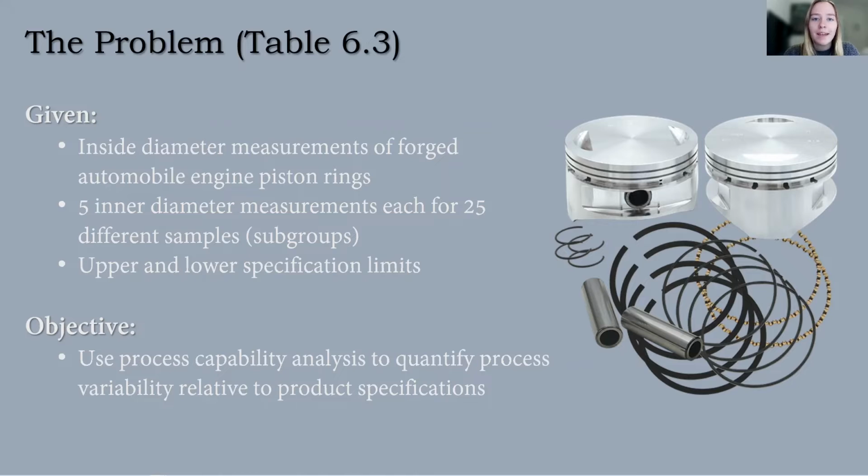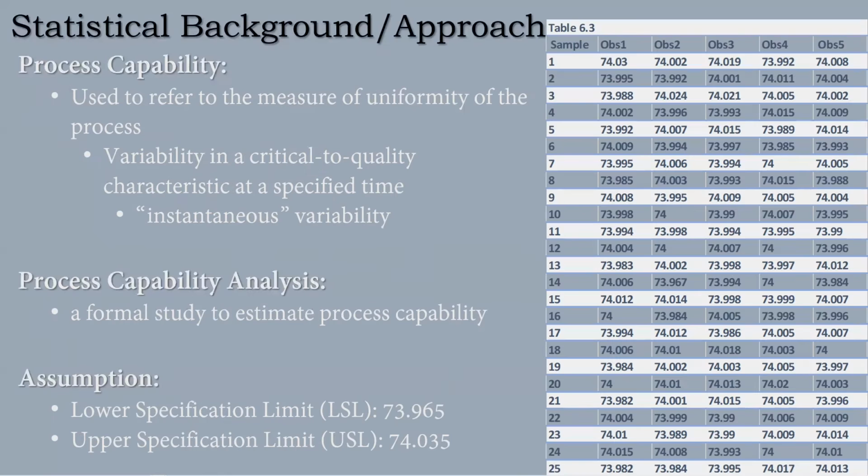The question we will be answering is: is the process capable of producing parts within specifications? More specifically, is the production process capable of producing piston rings that are within the given tolerances? All right, so let's have a look at the table first. This is the table we are given, and we can see that there are in fact 25 samples with 5 observations of inner diameter each. These inner diameters are measured in millimeters.